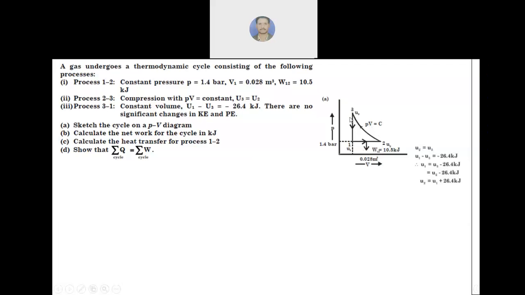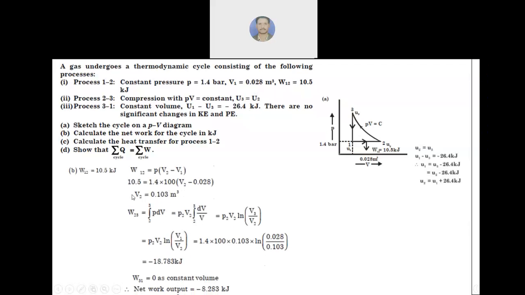Now you have to find net work. How you will find net work? Net work is nothing but sum of all the work. Means work done in process 1 2, work done in process 2 3, work done in process 3 1. Sum of all work will give you net work. See, given here first, process 1 2, work done is given 10.5 kilojoule.